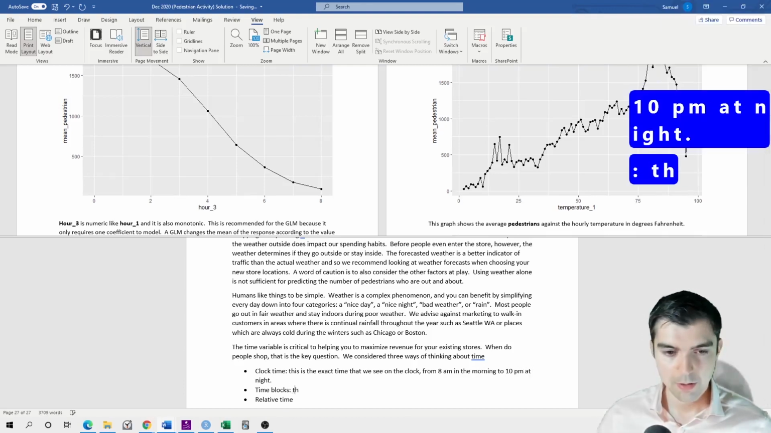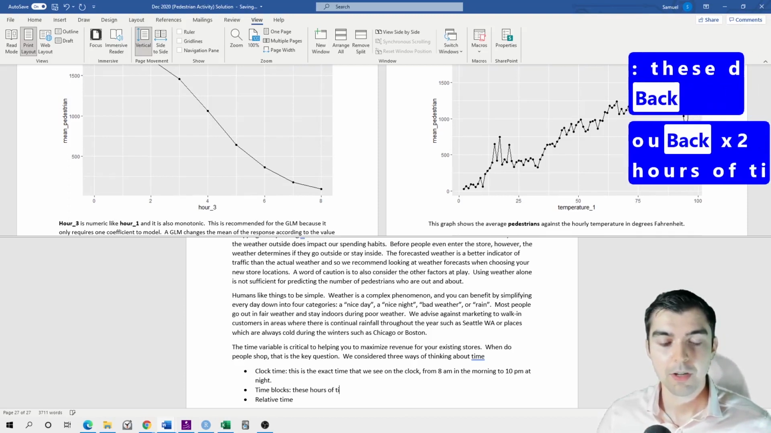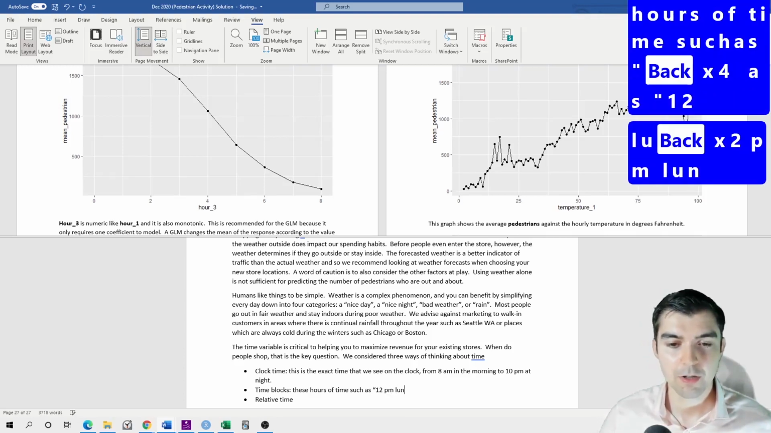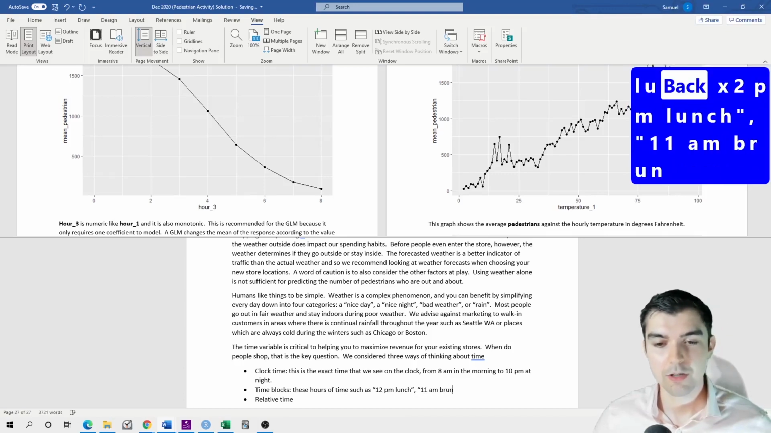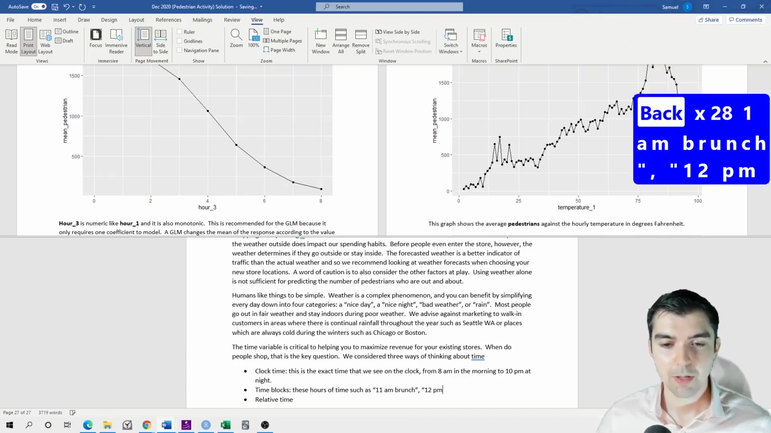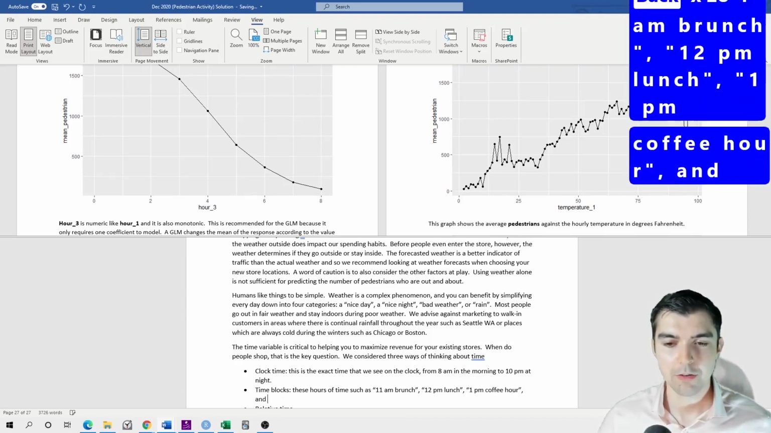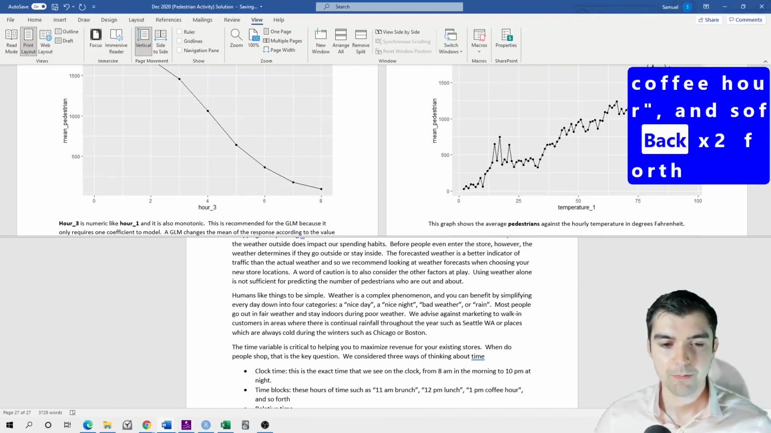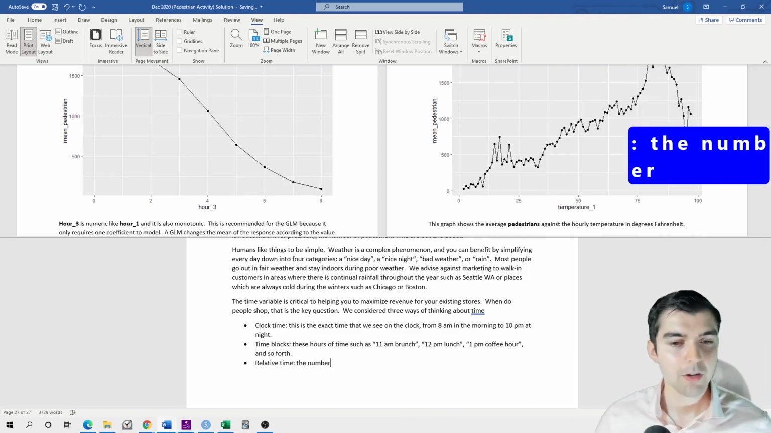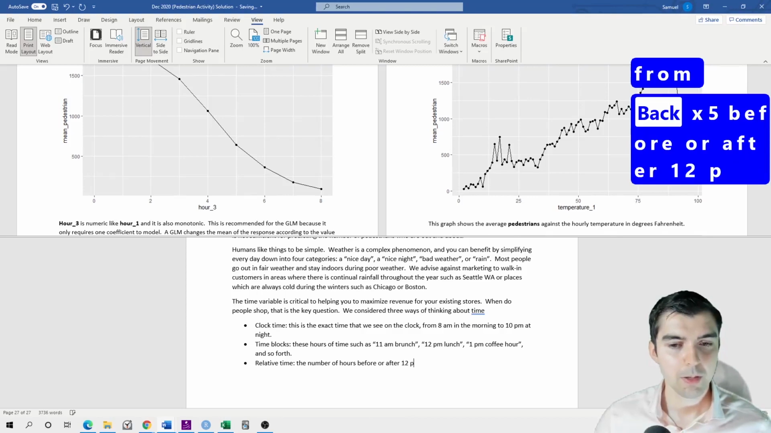Time blocks are discrete chunks of time, hours of time, such as 11 a.m. brunch, 12 p.m. lunch, 1 p.m. coffee hour, and so forth. And the final is relative time, the number of hours from before or after 12 p.m. I think that's 12 p.m.